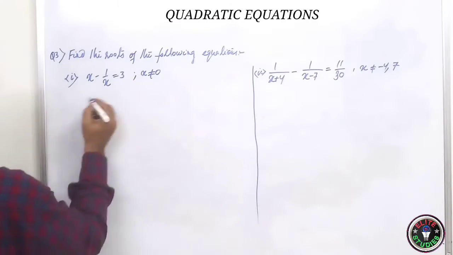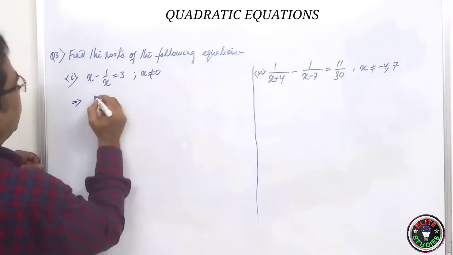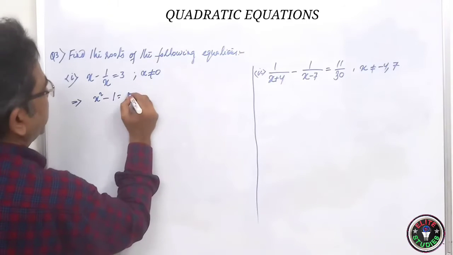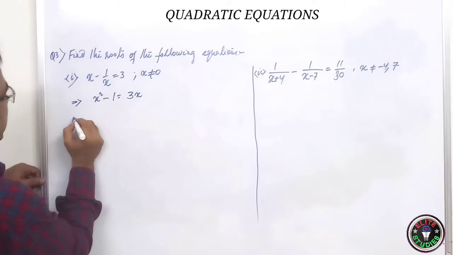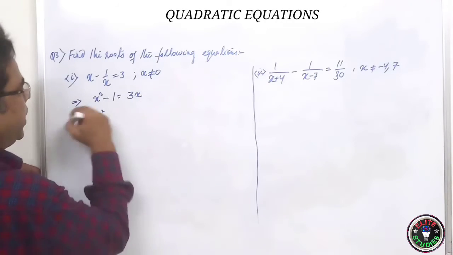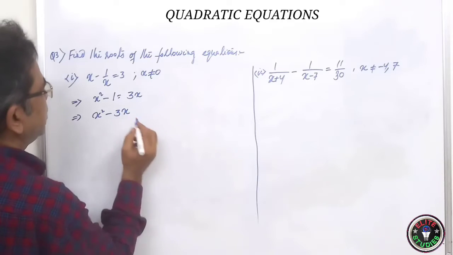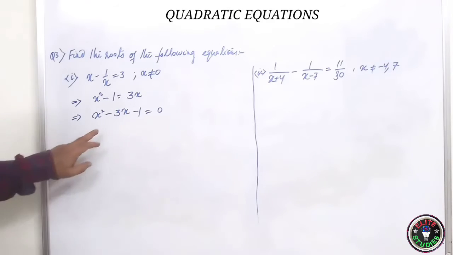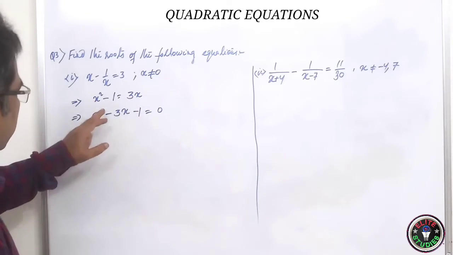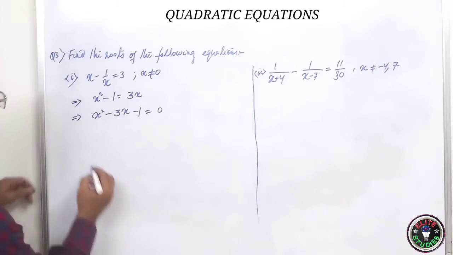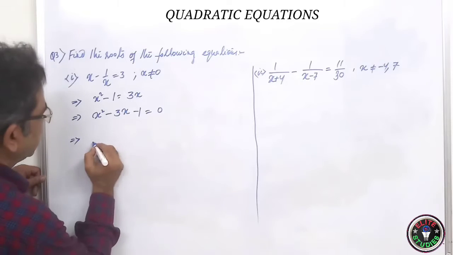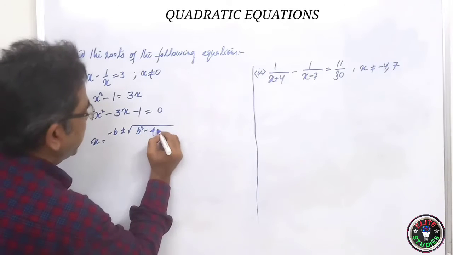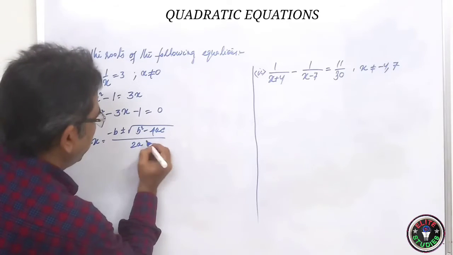Now let us solve. So here it will be what? LCM is x, so x square minus 1 is equal to 3x. So here it will be x square, bring it here, minus 3x minus 1 is equal to 0. X square minus 3x minus 1 is equal to 0. So let us use the formula. x is equal to minus b plus minus root over of b square minus 4ac by 2a.